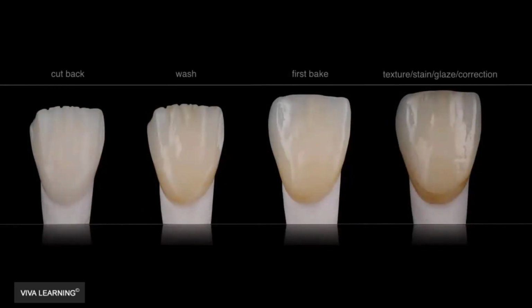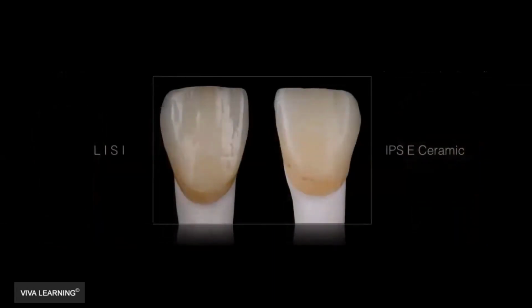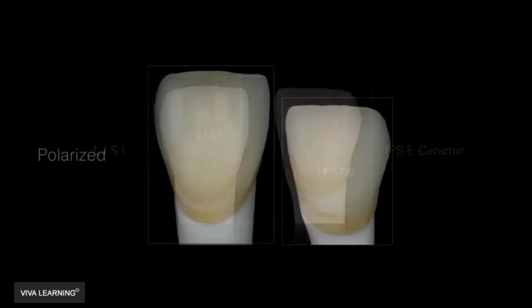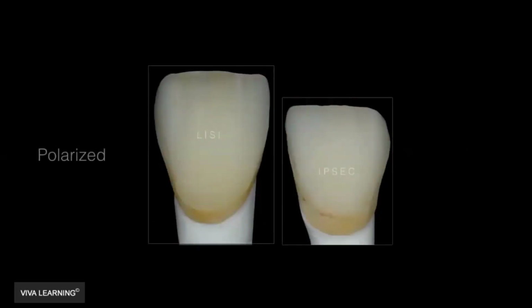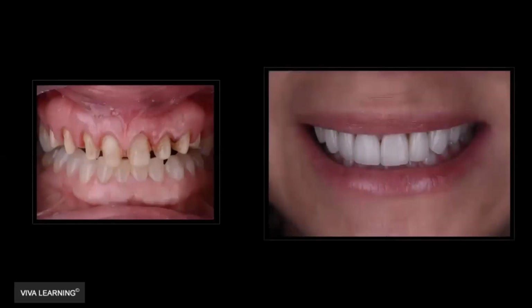So here's a little schematic of it. You have your cutback, your wash and internal effects bake, your first bake, then your texture stain and glaze bake. So we're getting phenomenal results with this material. To the left is LisiPress, to the right is Emax. There it is, also under polarized light. We have a little more translucency, I've noticed with LisiPress. That's not necessarily a good or bad thing, it's just what I observed. And up until this day, we've just been having phenomenal results with this material.